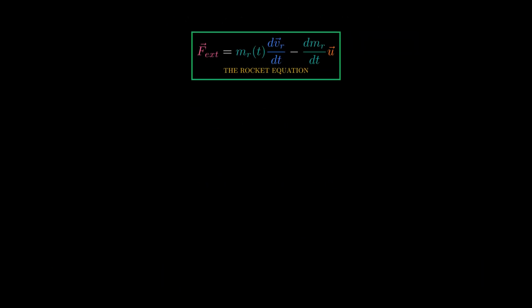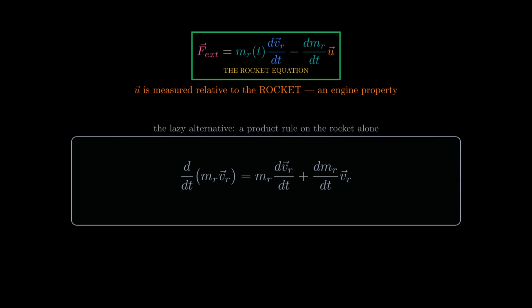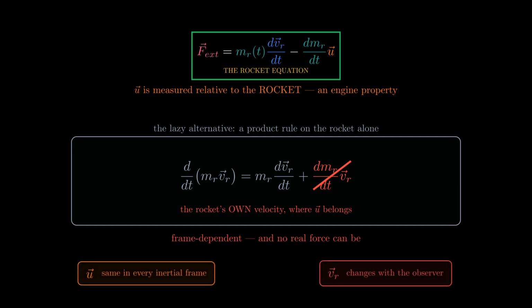Look at what the careful bookkeeping brought. The mass rate multiplies u, the exhaust velocity relative to the rocket. A lazy product rule on the rocket's momentum alone would have put the rocket's own velocity there instead, an answer that would change from one inertial frame to another, which no real force can do.